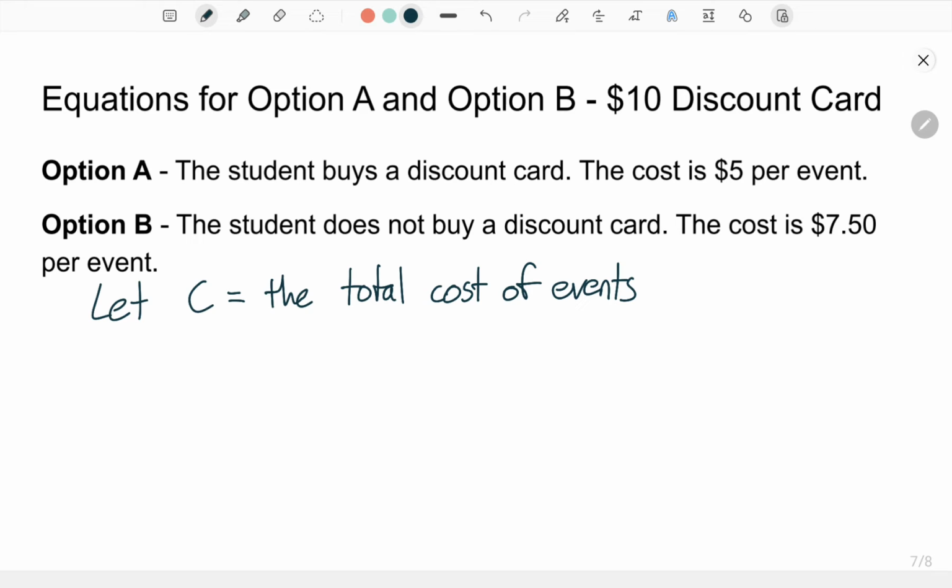Again, we can think back to what's the independent variable, what's the dependent variable. And we're concerned about the total cost. That depends on the number of events we attend. So that would be the other variable we can take a look at. So N is going to be the number of events attended.